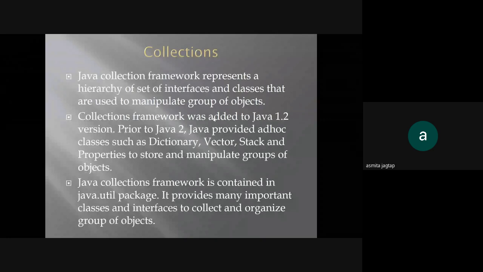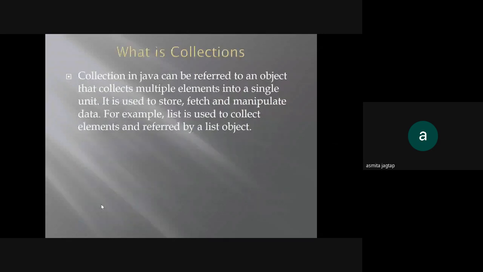So the Java collection framework is contained in the java.util package. Where is it present? It is in the util package. Similarly, the Scanner class is present in the same package. It provides many important classes and interfaces to collect and organize a group of objects. So a collection, we know, collects a group of objects into a single unit, and it is used to store, fetch, and manipulate data. List is used to collect the elements and is referred to by the list object.